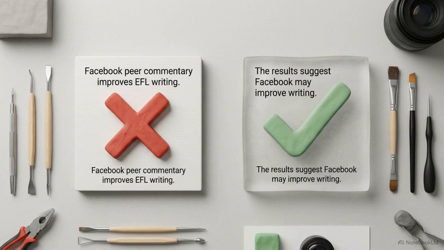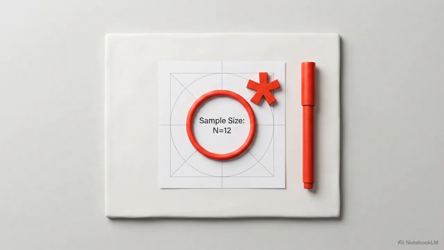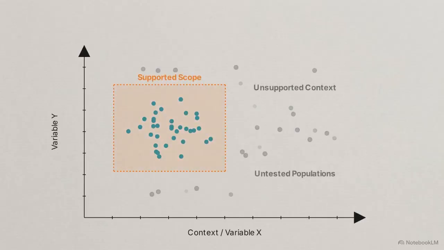Of course, no study is perfect. Move 3 covers limitations. This requires hedging, using tentative language to avoid overclaiming. Notice the difference between a blunt statement and a scientifically accurate observation. Acknowledging constraints, like a small sample size or institutional restrictions, is a mark of intellectual honesty and methodological transparency. It identifies the boundaries of what your evidence can and cannot support.